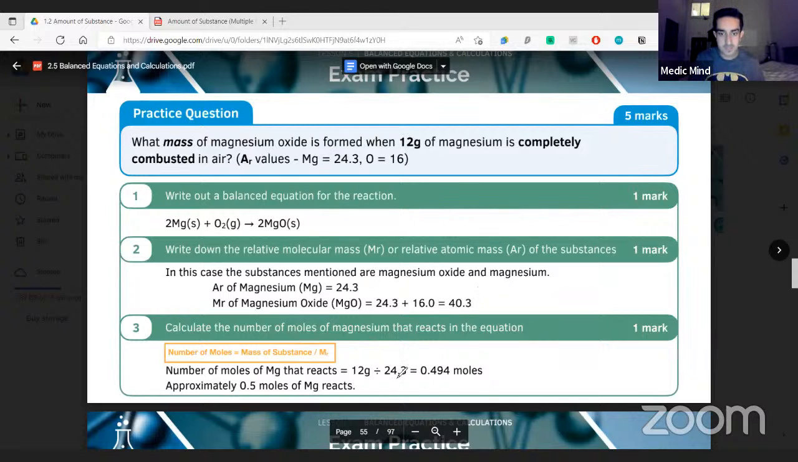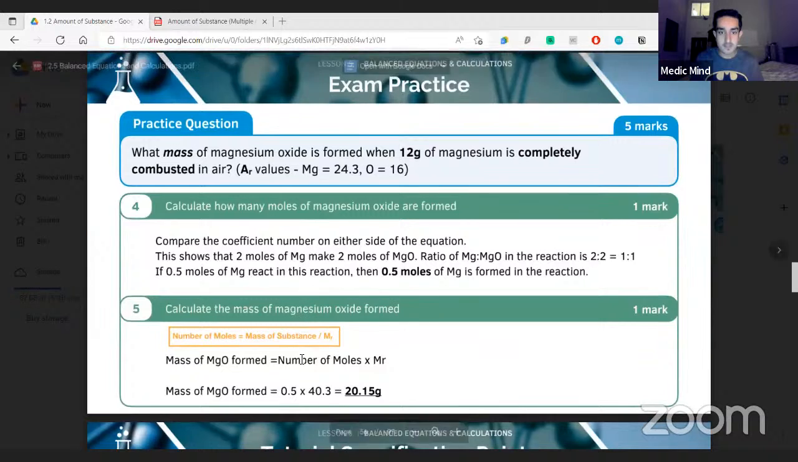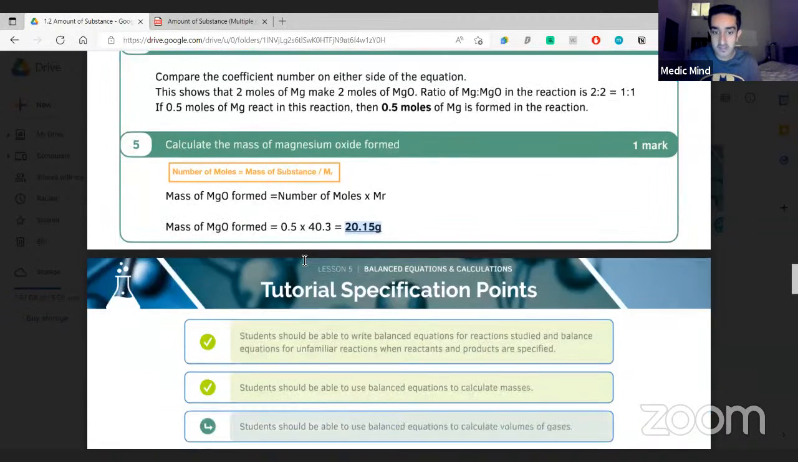Work out the number of moles of magnesium that reacts, which is 12 divided by 24.3, giving you 0.494 moles. And you know it's a 2:2 ratio, which is a 1:1 ratio, which means you're producing 0.494 moles of MgO. Now, you've been given the moles, you've got the Mr, work backwards. Moles times Mr gives you the mass of the substance produced, which is 20.15. That's kind of it to work out masses.